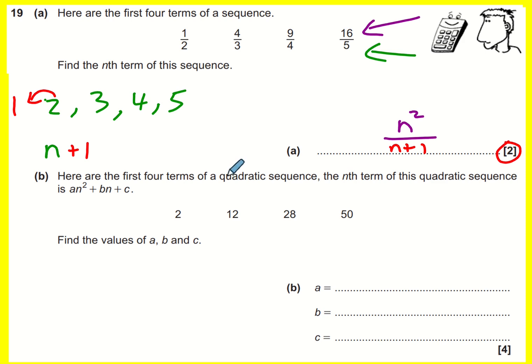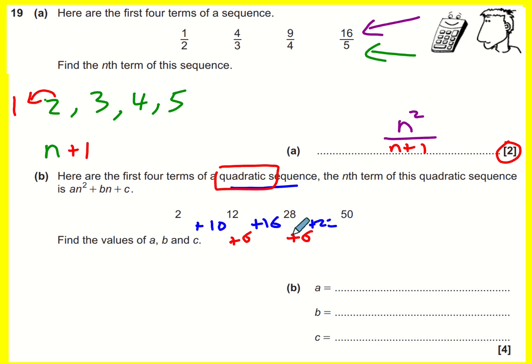Okay, now we've got a quadratic sequence. We're told this, and it's in the form an squared plus bn plus c. So what should we do? Let's find out the first difference. So that's plus 10, that's plus 16, that's plus 22, and then the second difference is plus 6 and plus 6. It's constant. That's what you get with a quadratic sequence.